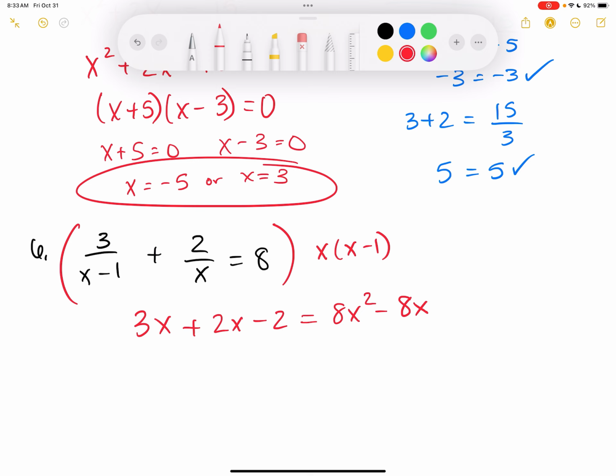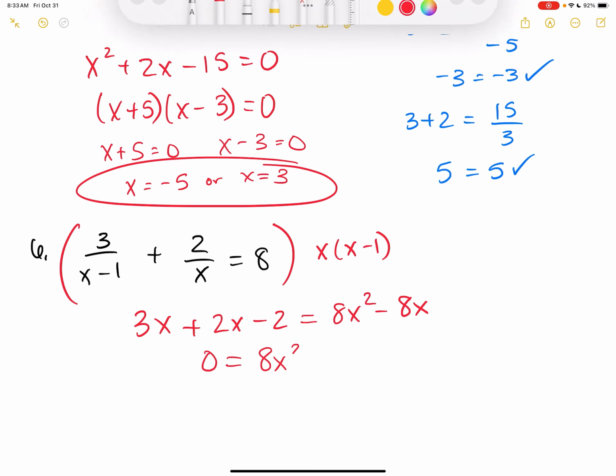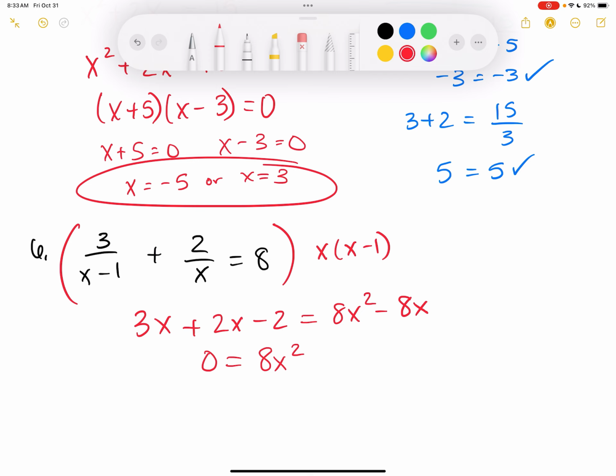So then I just need to combine like terms and get everything on one side. I'll probably just move it all to the right in this case. So I'm going to have 0 is equal to 8x squared. This is 5x, so minus 13x plus 2. Can that be factored? No. It cannot.